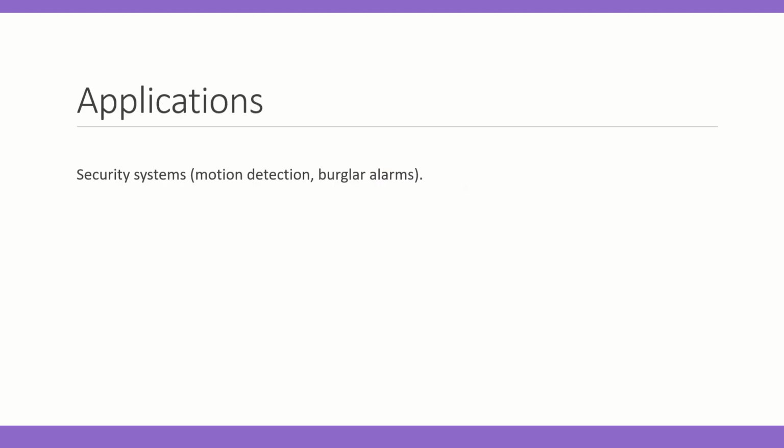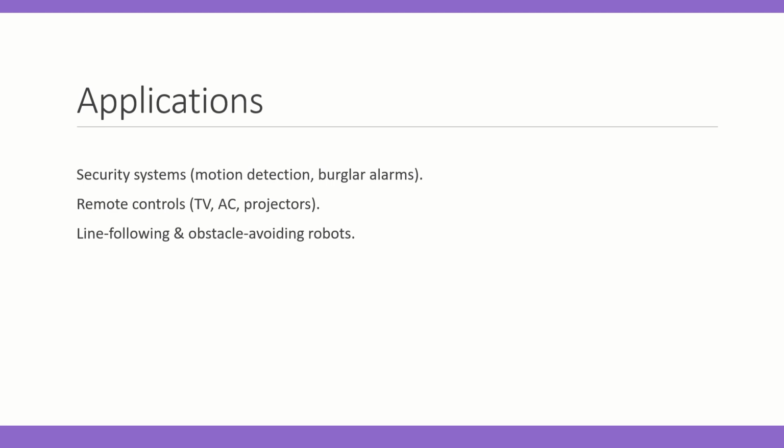There are different applications of IR sensor. It can be used in security systems, motion detection, alarms, and remote controls, line following and obstacle avoiding robots, temperature measurement, thermal imaging in the field of medical, and industrial automation.